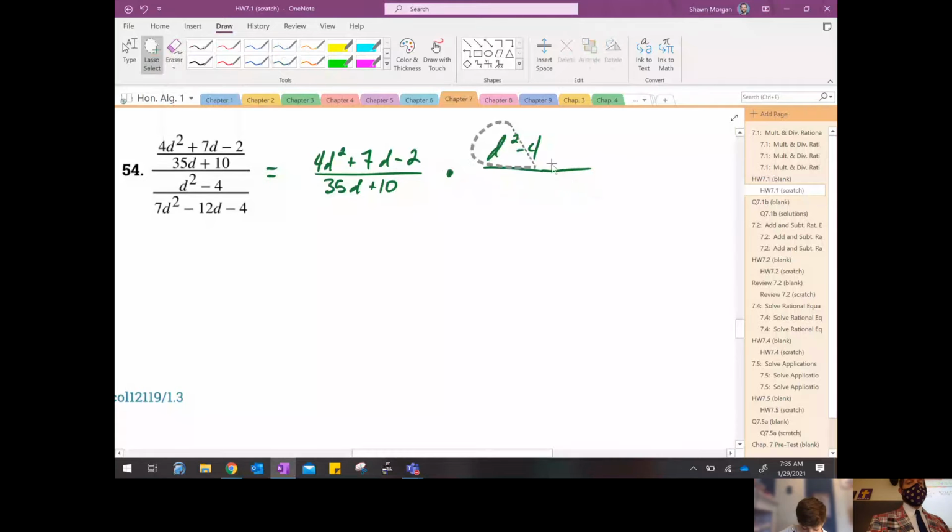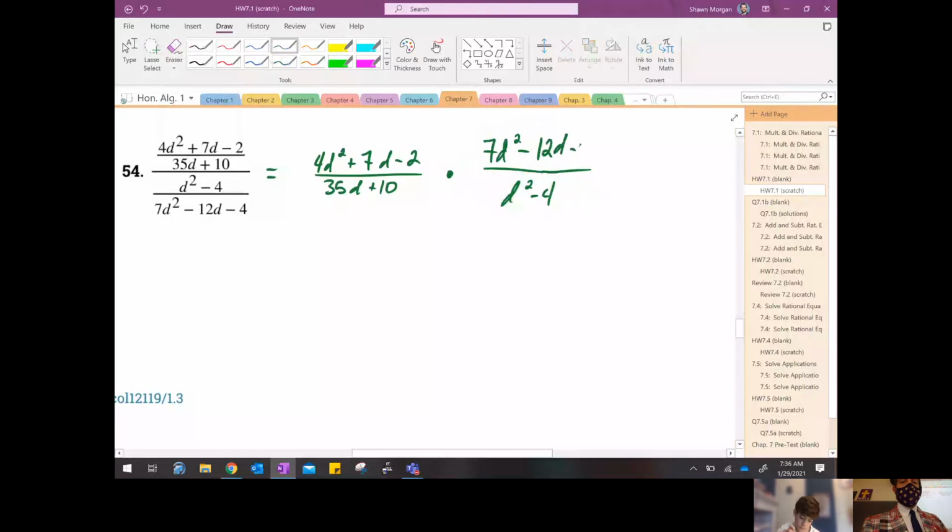All right. So we just flip that fraction and put the 7d squared minus 12d minus 4 up top, and we change it to multiplication. It becomes just like the last problem, doesn't it? Same exact problem. Factor, factor, factor, factor, cancel, cancel, cancel, cancel.